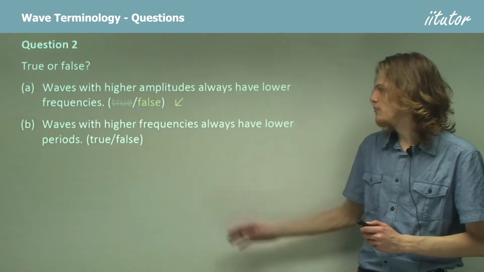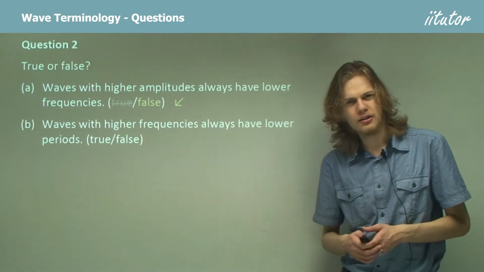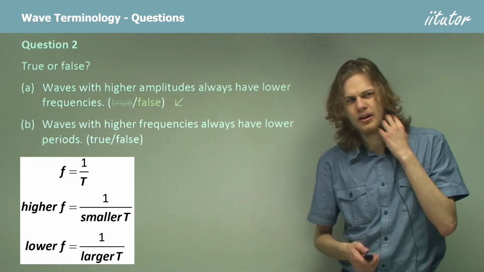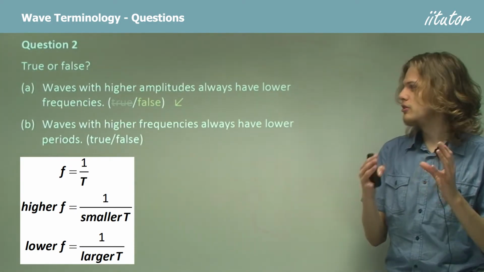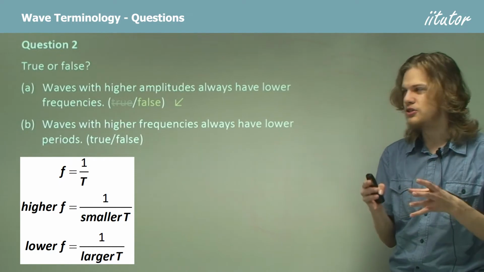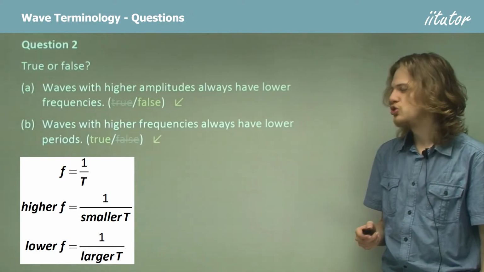B. Waves with higher frequencies always have lower periods. Now, what was that equation relating frequencies with periods? f equals 1 on T. If T is very large, f will be very small. And if T is very small, then f will have to be very large. So in this case, it's true.